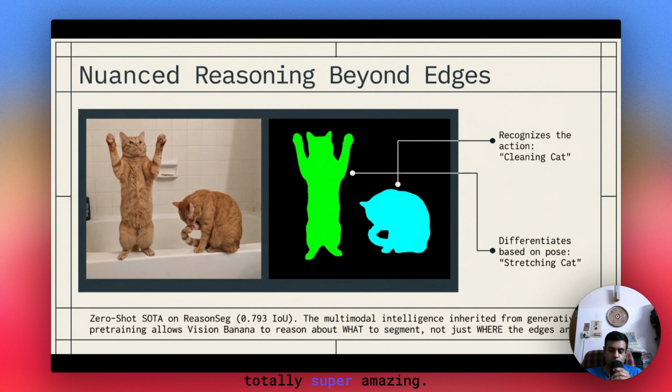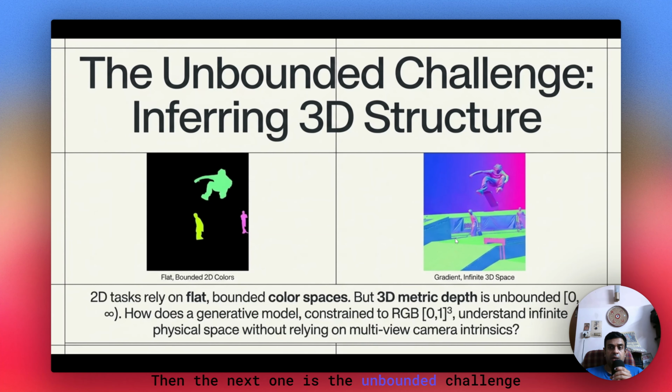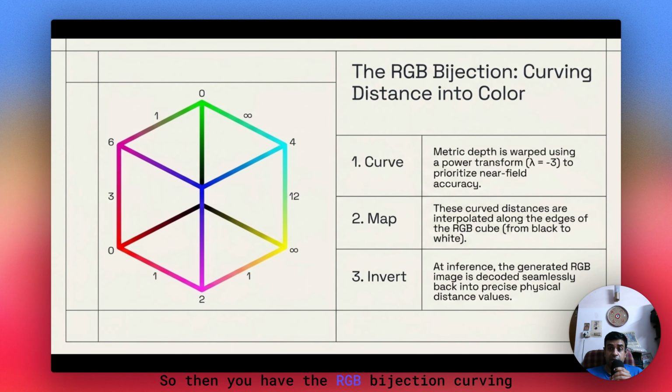That's totally super amazing. Then the next one is the unbounded challenge, inferring 3D structure. So the question is, can you actually get the 3D structure in terms of depth and surface normals? 2D tasks rely on flat bounded color spaces, but 3D metric depth is unbounded. Basically, you could go from 0 all the way to infinity. How does a generative model constrained on RGB from 0 to 1 understand infinite physical space without relying on multi-view camera intrinsics? So then you have the RGB bijection, curving distance into color.